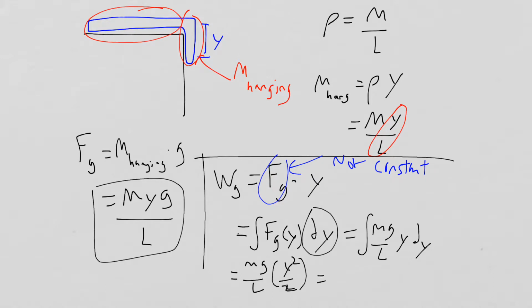And so that's then the work, mg y squared over 2L. That's the work done by gravity as the rope falls, basically. Okay?